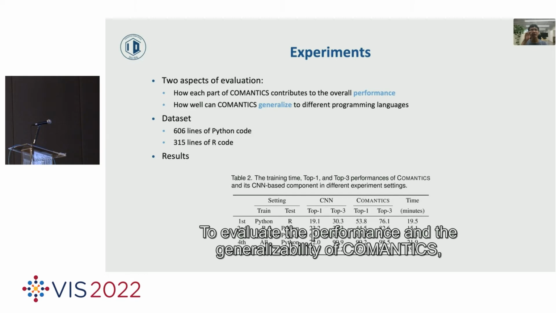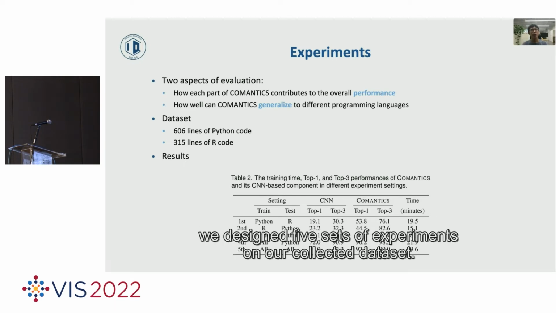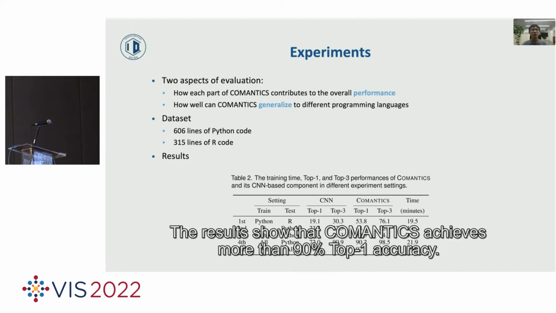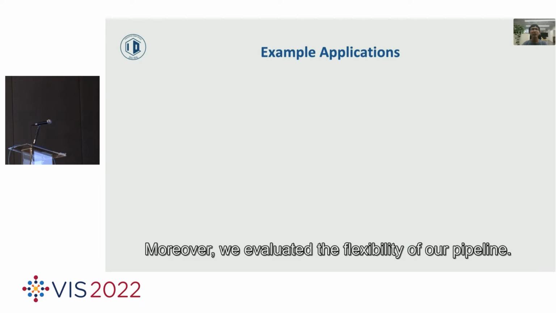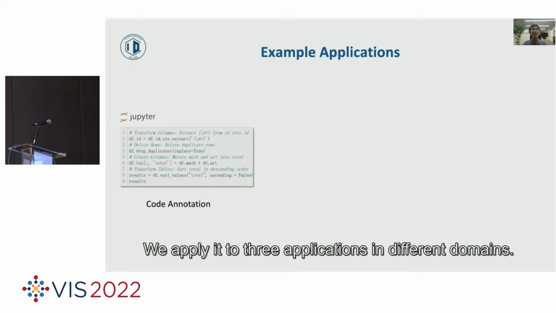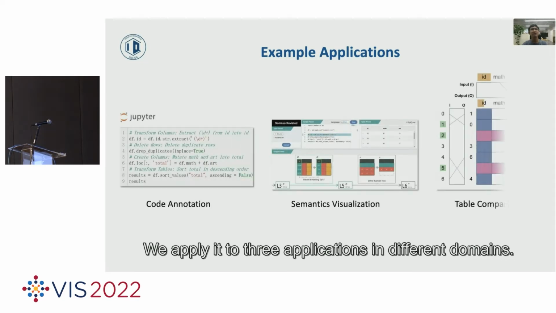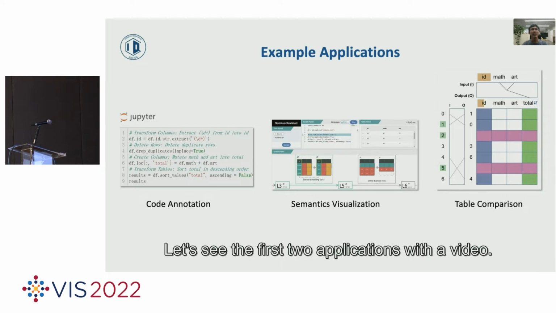To evaluate the performance and the generalizability of semantics, we designed 5 sets of experiments on our collected dataset. The results show that semantics achieves more than 90% top 1 accuracy. Moreover, we evaluated the flexibility of our pipeline. We apply it to 3 applications in different domains. Let's see the first 2 applications with a video.